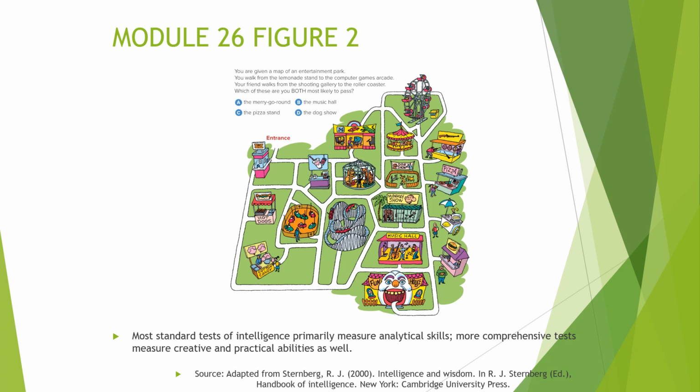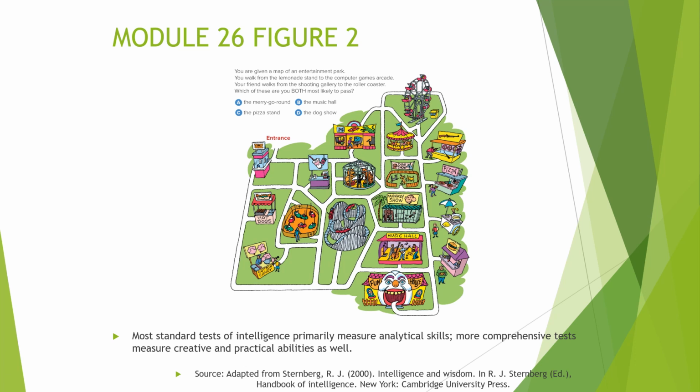So you are given a map of an entertainment park. You walk from the lemonade stand to the computer games arcade. Your friend walks from the shooting gallery to the roller coaster. Which of these are you both most likely to pass? The merry-go-round, the pizza stand, the music hall, or the dog show? This would be the type of analytical question you may have on an IQ test. So this isn't really looking too much at creativity. It's looking more at those standard types of questions.